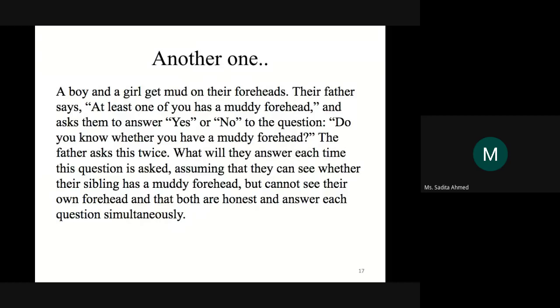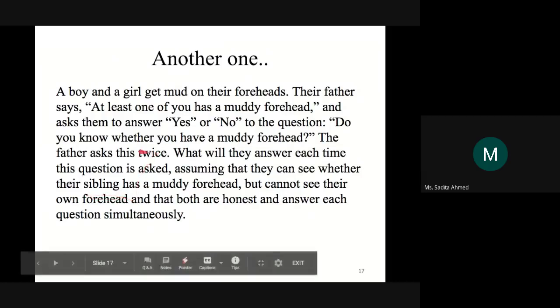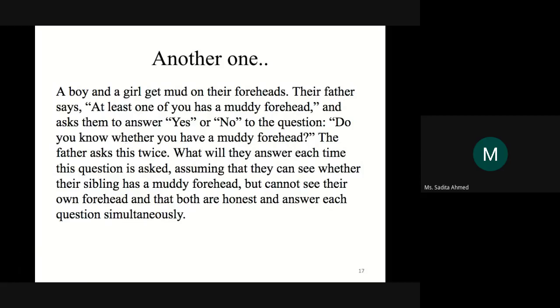Are they going to say yes? If they say yes the first time, what happens the second time? If they say no the first time, what happens the second time? We're not going with that here. Think of yourself as the boy. Based on what you know, if that question was asked to you the first time, what would you say? See, why you don't have to go with assumption here? Because the question is not, do you have a muddy forehead? The question is, do you know whether you have a muddy forehead? Do you simply know or not whether you have a muddy forehead?